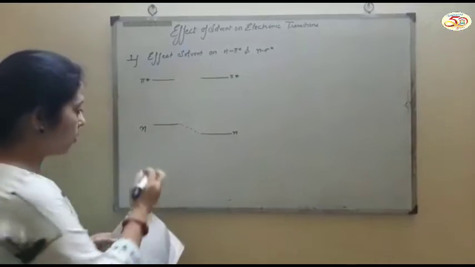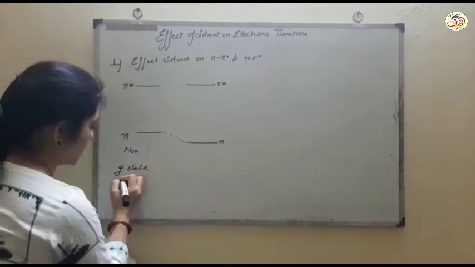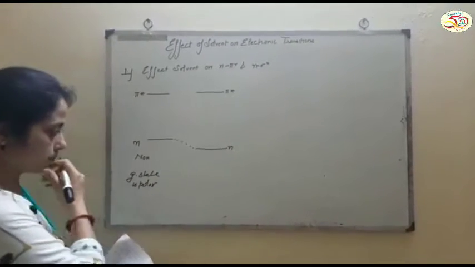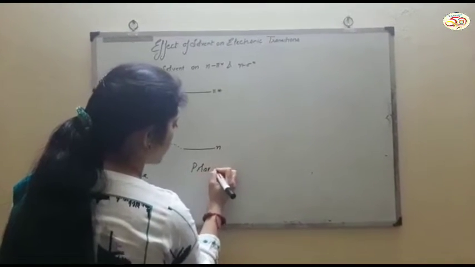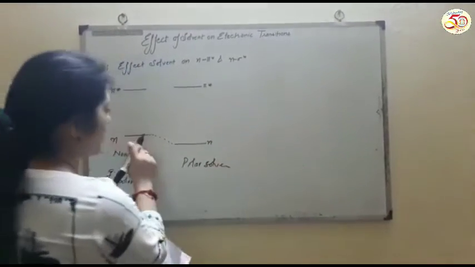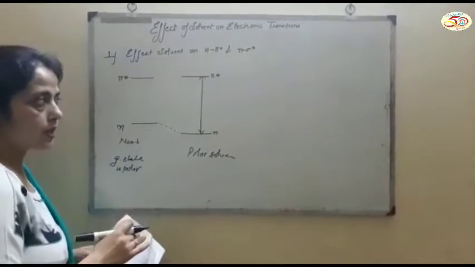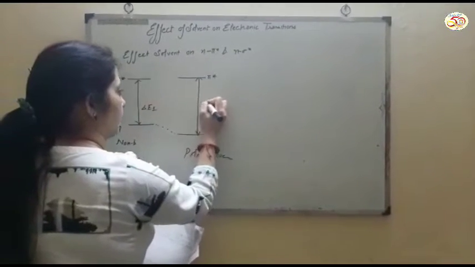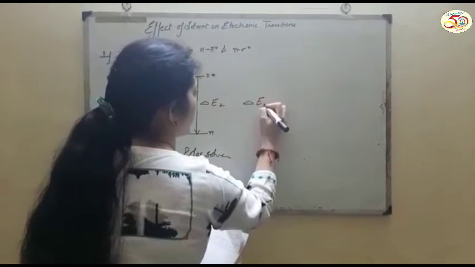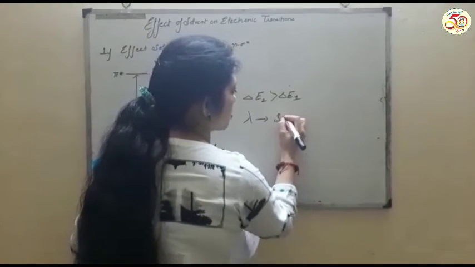If a molecule is more polar in the ground state, means our ground state is more polar, then if it interacts with the polar solvent molecule, then the ground state gets lower in energy. If it gets lower energy, then the energy difference between the ground state and excited state increases. Means now the energy difference has increased. If the energy difference between the ground state and excited state increases, then lambda shifts to shorter wavelength.